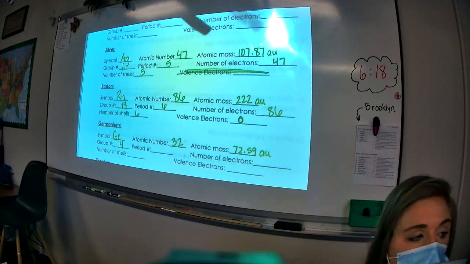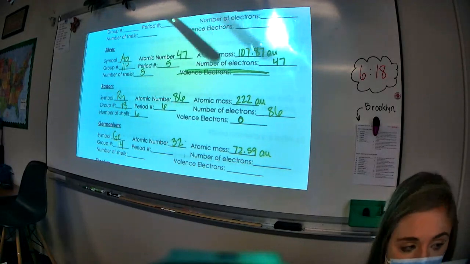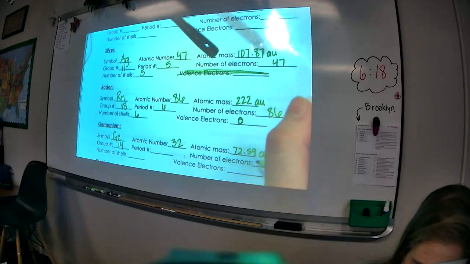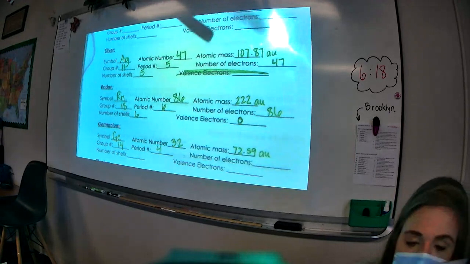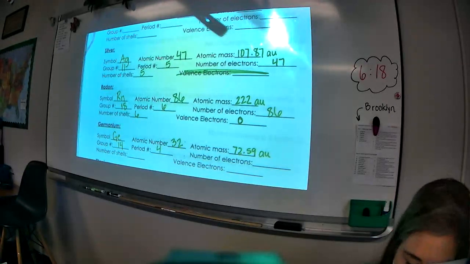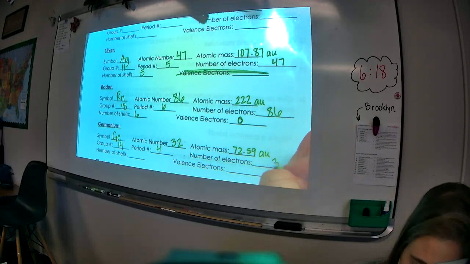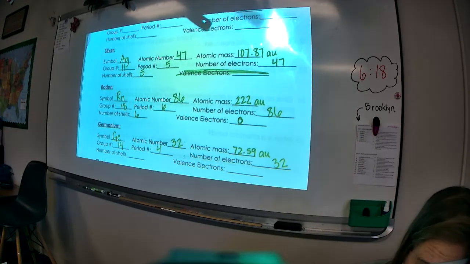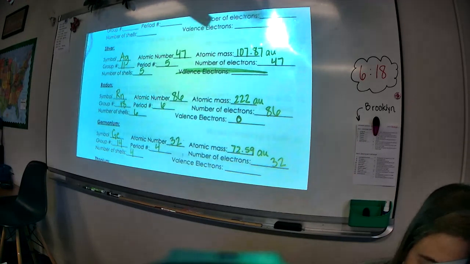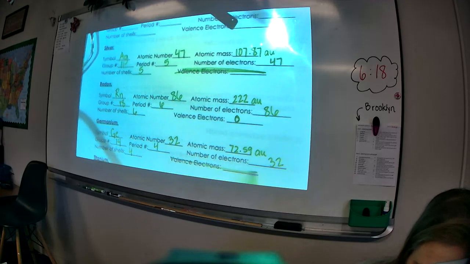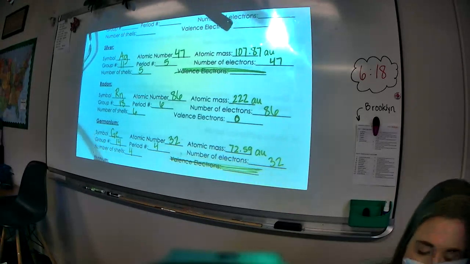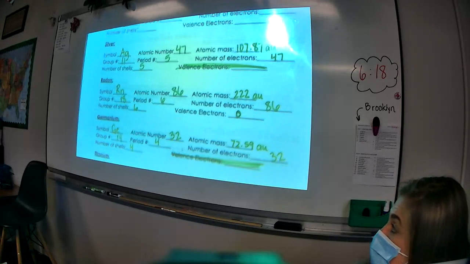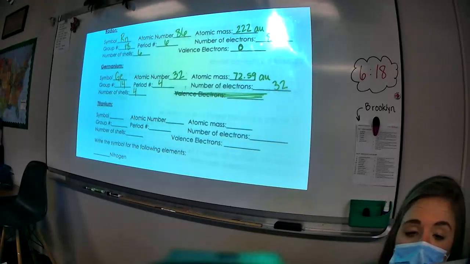Period number. Reagan? 4. Number of electrons total. Landon? Good. Number of shells, class? 4. Good. They should be the same as the period. And then mark off valence electrons because that is after the part where the rules change.